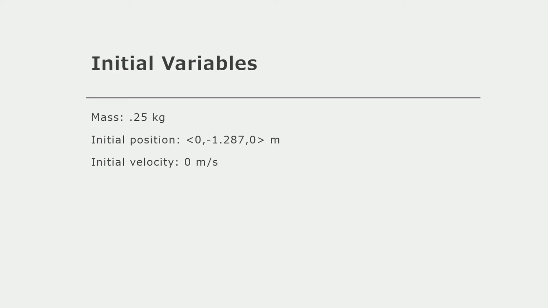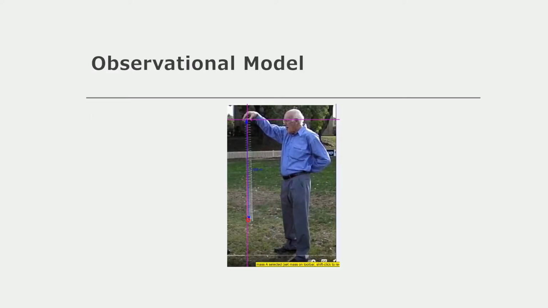Some of the initial variables of the model: the mass of the Slinky, or the average Slinky, is 0.25 kilograms. In a stretched position, the bottom of the Slinky is negative 1.287 meters below the top of the Slinky. So the Slinky stretch is about 1.25 meters. And the Slinky has 0 initial velocity.